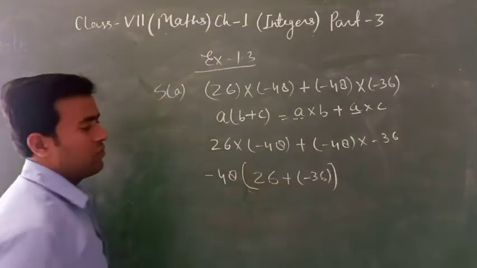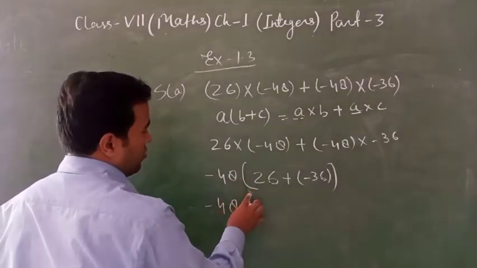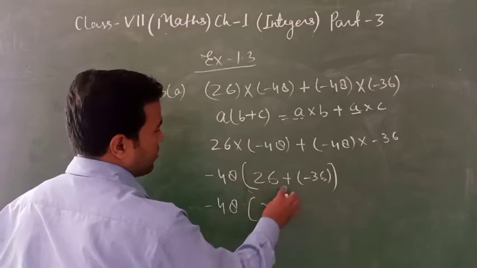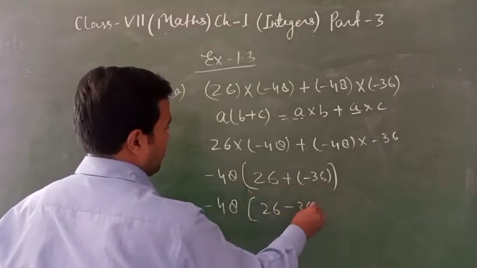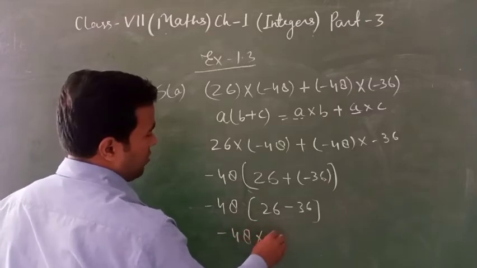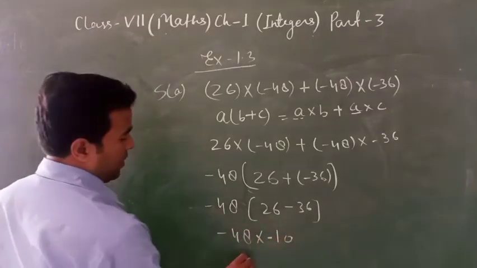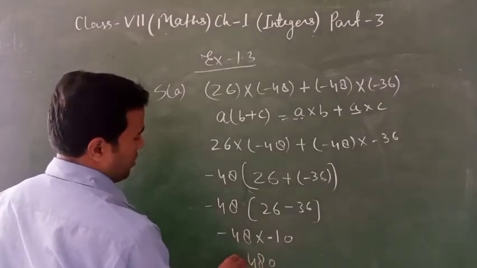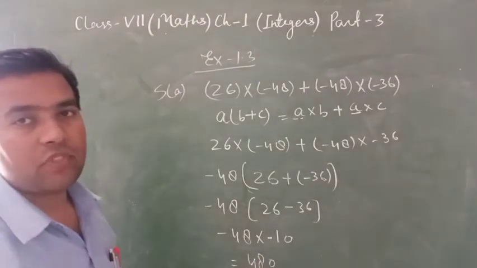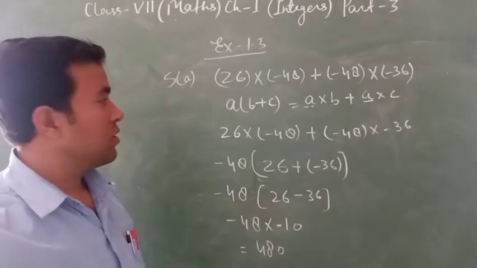Okay. Then minus 48 into 26 plus minus 36. So minus 48 into what? Minus 10. So minus 48 times minus 10 gives 480 as the answer. Okay? 480 is the answer. Clear?